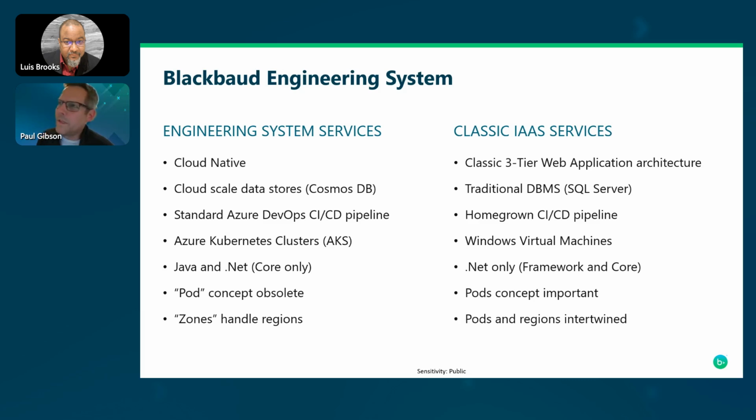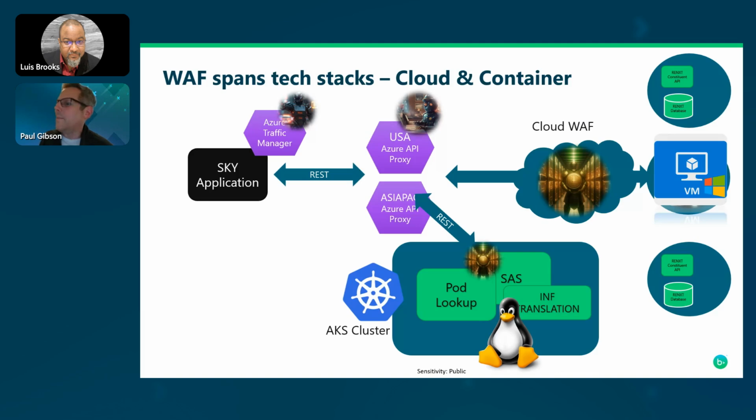Another difference is that in our engineering system services, while we don't have pods, we do still have to care about regions, which is interesting because we had to come up with a new term for that. We're running out of terms for some of these things. So zones is our way of handling regions. In the classic IaaS services, pods and regions were kind of intertwined. As you saw when I showed that RE slide where S51 was West US or whatever, we kind of commingled those. We realized we needed to separate those things out.